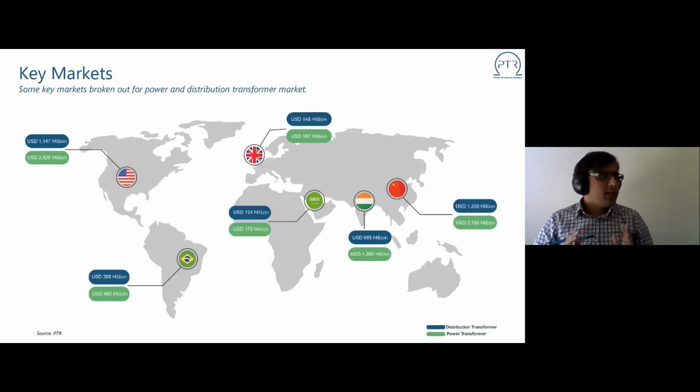Moving forward very quickly, since the research that you saw some of the data points on regional and on the global level, the research is conducted on a country level. So it's a very bottom-up methodology, which we typically use to highlight some of the other key markets. This is where we are segmenting the power and distribution transformers market for the US, Brazil, Saudi, UK, India, and China. And once again, what you saw earlier was a combination from bottom-up methodology, going from the country level towards regional and finally towards the global level.